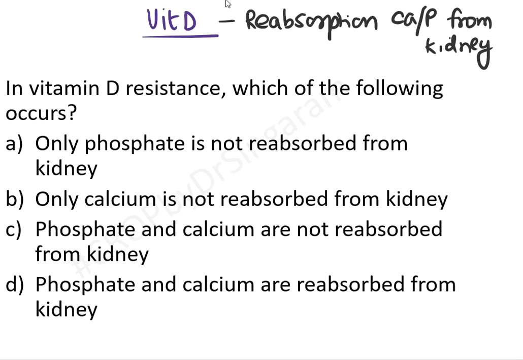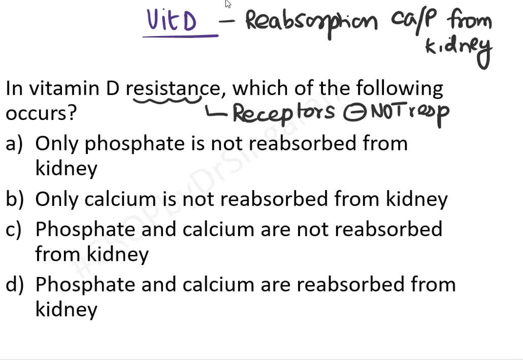In vitamin D resistance, what is happening? Resistance means the receptors of vitamin D are not responding. So the action of vitamin D is not going to happen. In other words, reabsorption of calcium and phosphorus from the kidney is not going to happen.